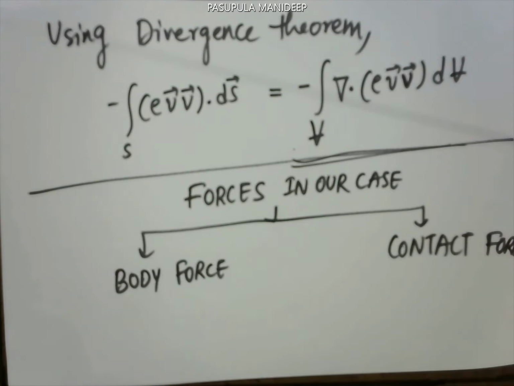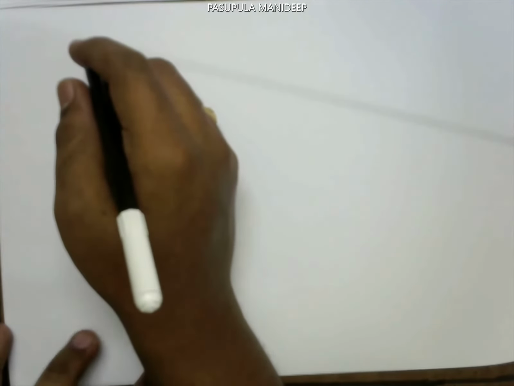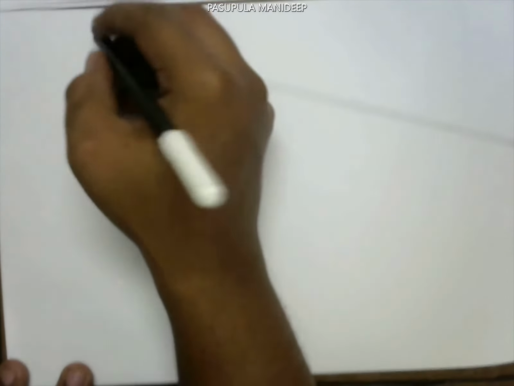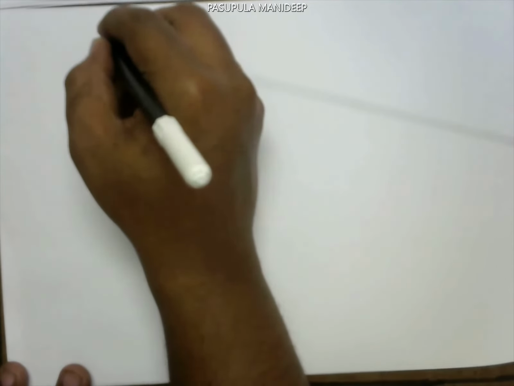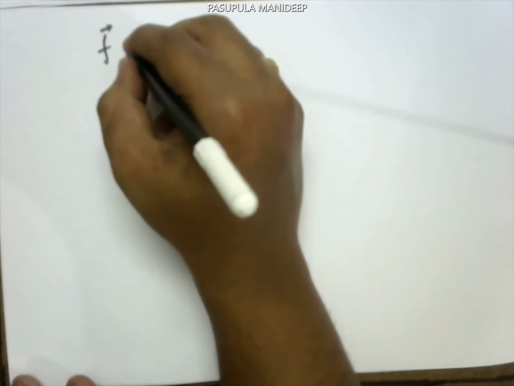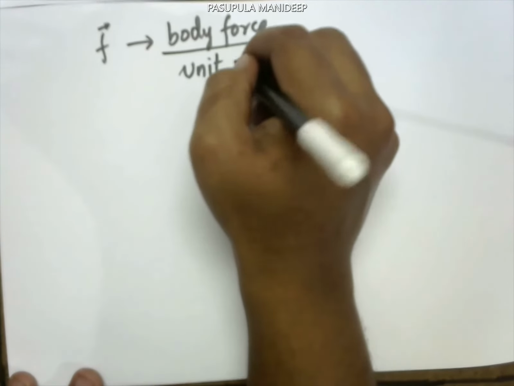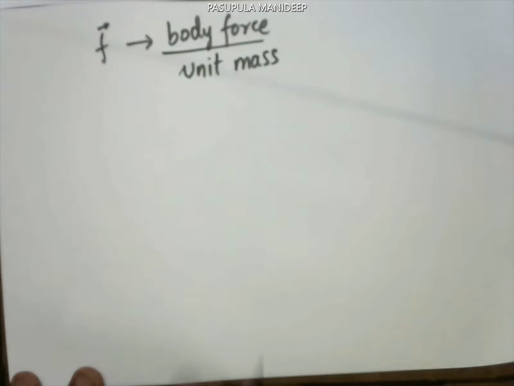So now let us get into a discussion of body force. Let us call a term F bar to designate the body force per unit mass. Okay, body force per unit mass.